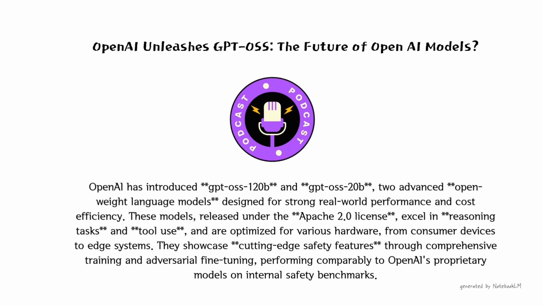Really? Which tasks? Things like HealthBench, that's a tough medical reasoning challenge, and also competition mathematics, specifically 2024 and 2025 problems. This really points to a targeted strength in complex analytical problem solving. It's not just generally good, it seems exceptionally good at specific difficult things. Okay, wow. And what about the smaller one, the GPT-OSS 20B? How does that measure up?